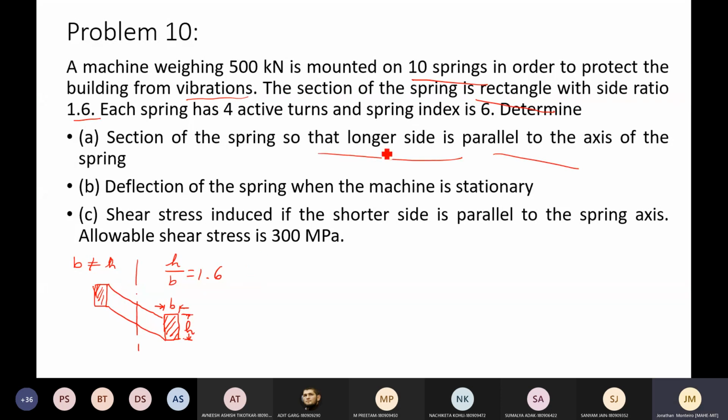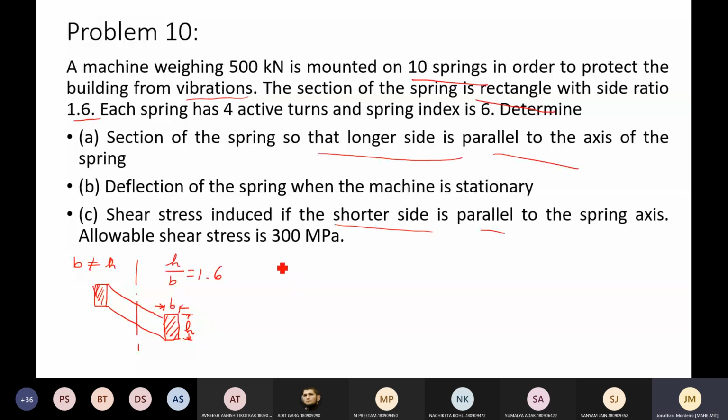Go through all those three statements, you'll be able to understand what we have done here. If you look at question number C, there is a catch there. It says you have to recalculate the stress if the shorter side is parallel to the spring axis. That will take a later part, so we will concentrate on the first part now. The longer side is parallel to the axis of the spring.